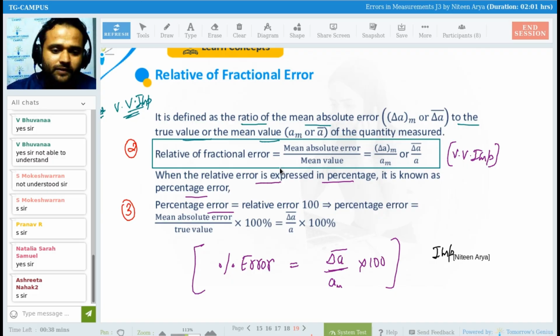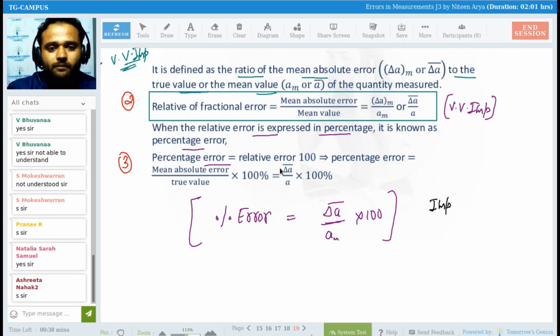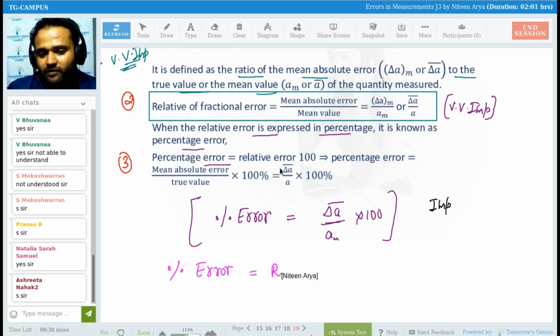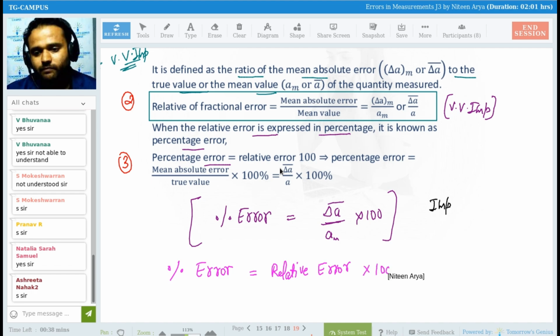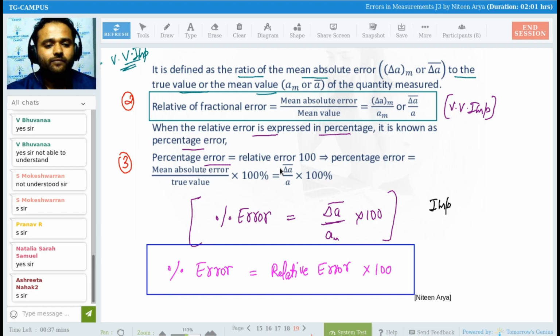Okay, and instead of this, how it is going to be more? This is your percentage error. This is relative error, and that is into 100. So these are the things.